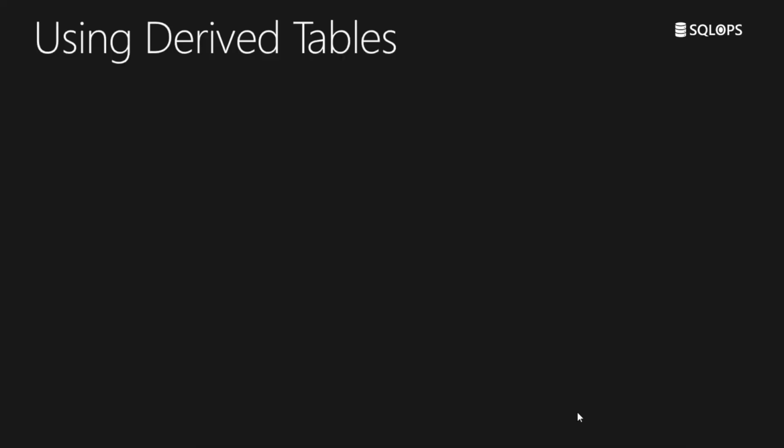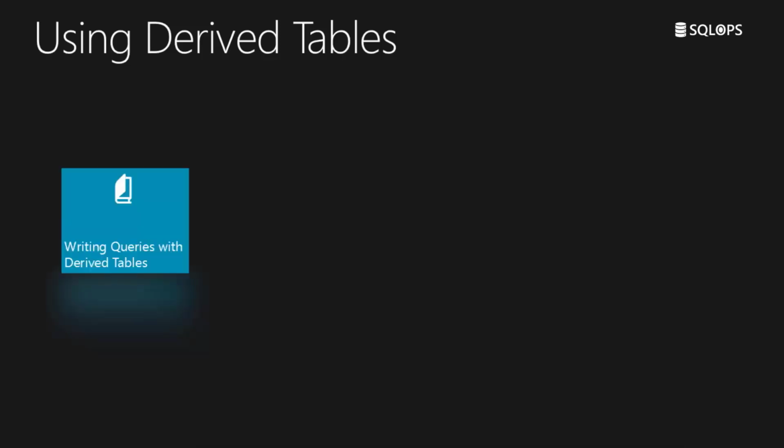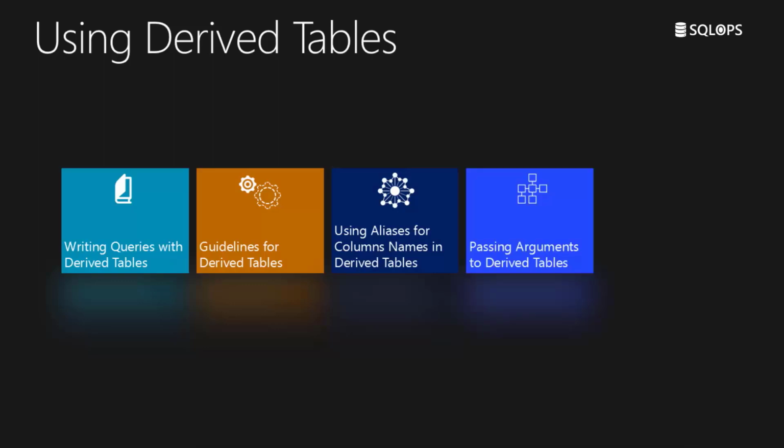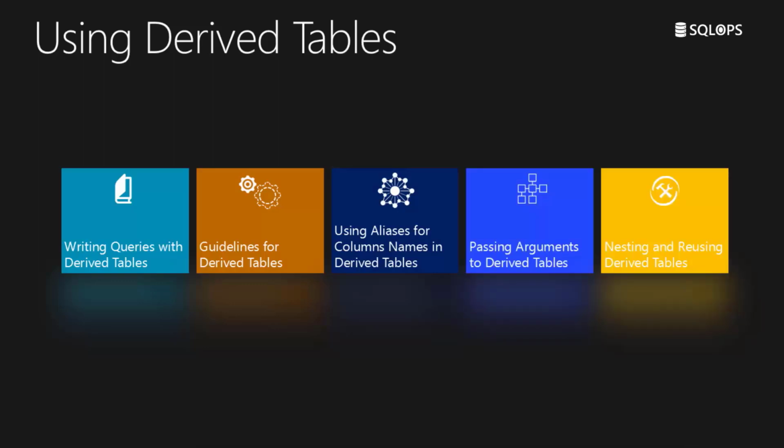So far in this module, you learned about views and inline table valued functions, how to create them and how to use them. In this lesson, you will learn about derived tables and how to write queries that create and retrieve results from them, what the guidelines are for creating and using derived tables, how to use aliases for column names in derived tables, how to pass arguments to them, and how to nest and reuse derived tables.